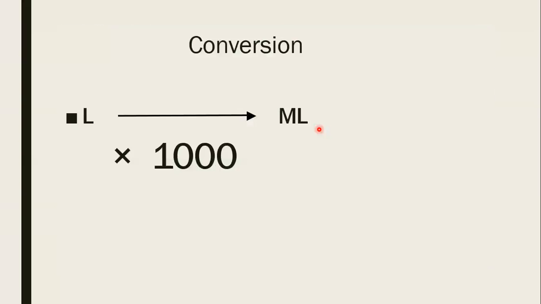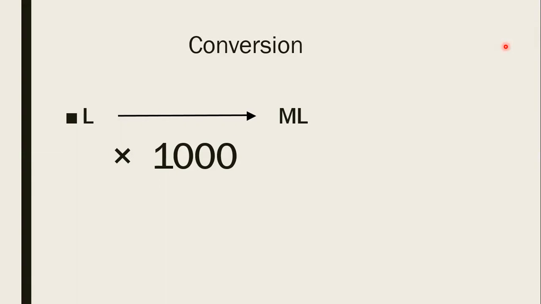So now we have to do the conversion. Here is L with an arrow to ML. If we convert L to ML, liters to milliliters, we have to do the multiplication with 1,000.